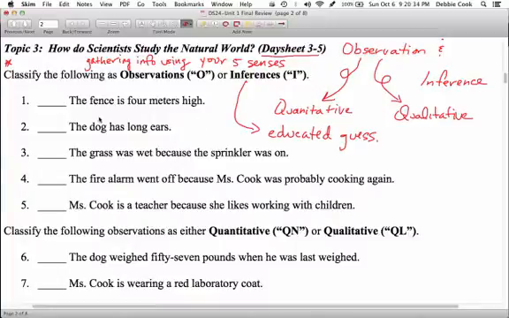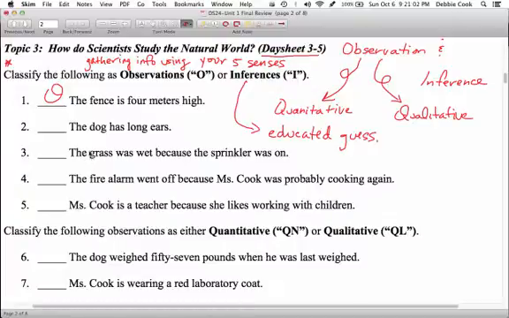Let's look at number 1. Number 1 says the fence is 4 meters high. So we just need to ask ourselves, can we figure this information out by using our 5 senses, or have we taken a leap and are we making a guess or a hypothesis about what we think might happen? And this is a straight up sentence. So the fence is 4 meters high. That's something that you can see, right? So you're using your 5 senses, so this is going to be an observation for number 1.